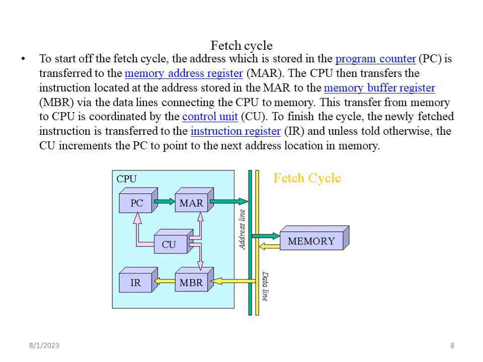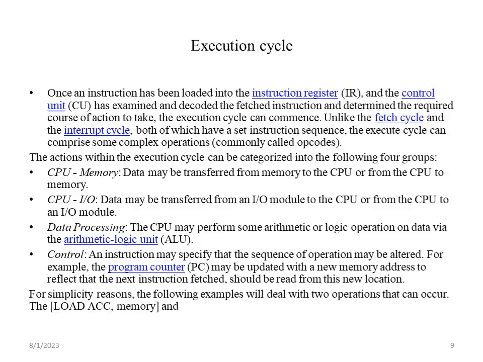The MBR is the memory buffer register. This will happen through the control unit, which is used to transfer data from the main memory to the CPU for coordination purposes. To finish the cycle, the newly fetched instruction will be transferred to the instruction register, and unless told otherwise, the CU increments the program counter to point to the next address location in memory. So this is the fetch cycle.